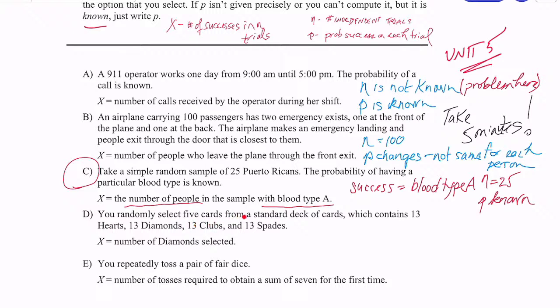Okay, let's look at D. You randomly select 5 cards from a standard deck of cards, which contains 13 hearts, 13 diamonds, 13 clubs, and 13 spades. And we're going to count the number of diamonds selected out of 13. So it looks like N is fixed, N is known. Sorry, how many are we selecting? 5, not 13. N is 5. We're selecting 5. Now P, the chance of a diamond, do we know that?